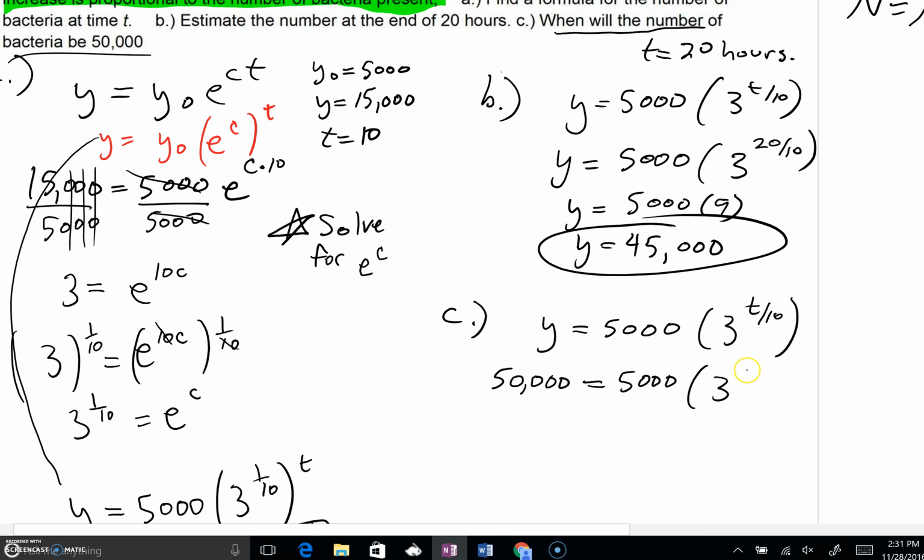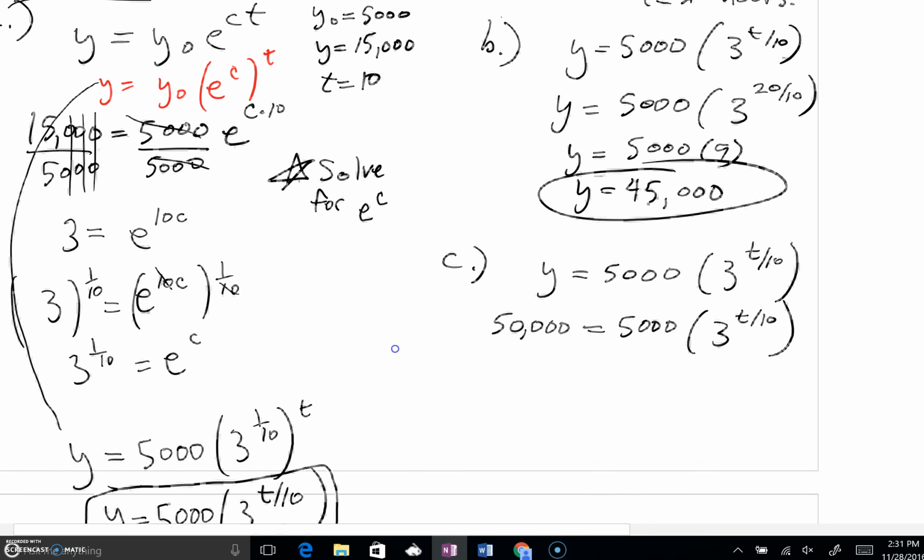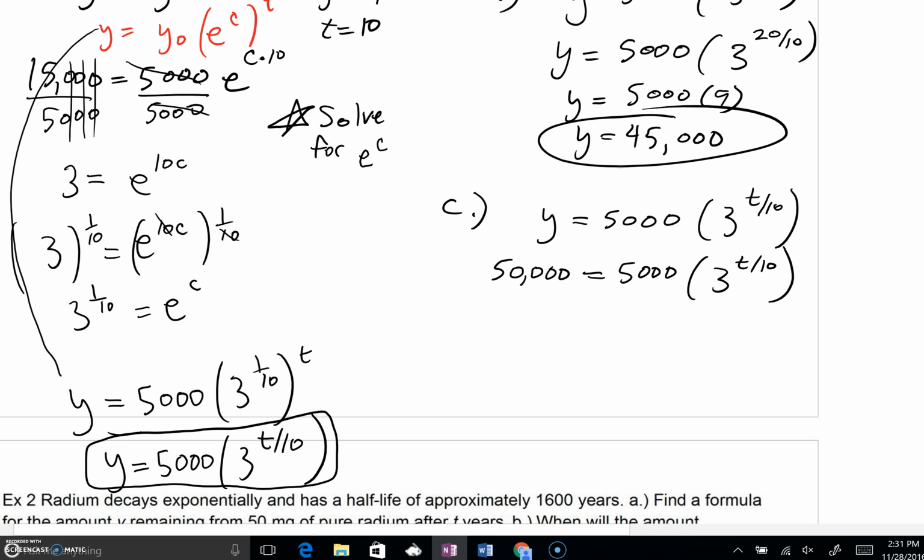Look, when they're saying, when does your population hit 50,000, you're really saying, when does y equal 50,000? And then ultimately, we're solving for t. Now, as we look here, you can pretty much see quickly that we can divide both sides by 5,000. You can see our zeros cancel out. 50 divided by 5 is simply a 10. And then we've got 3 to the t all over 10.